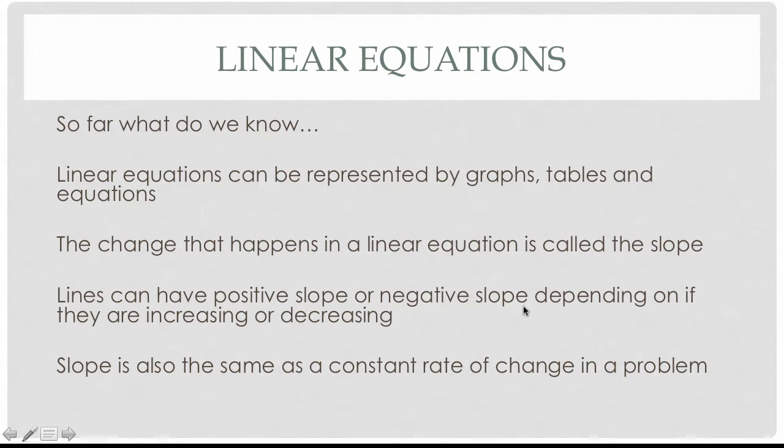Okay, so far what do we know? Linear equations can be represented by graphs, tables, and equations. When we keep track of the change that we see in a linear equation, as x changes and as y changes, we want to quantify that. We call that number the slope. Lines can have a positive or a negative slope, depending on if they're increasing or decreasing. And slope is the same thing as a constant rate of change in a problem.